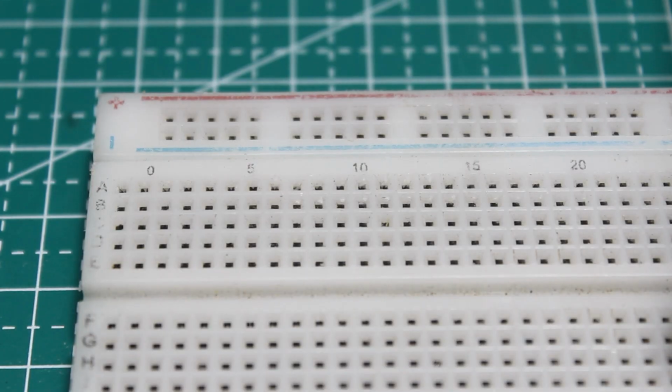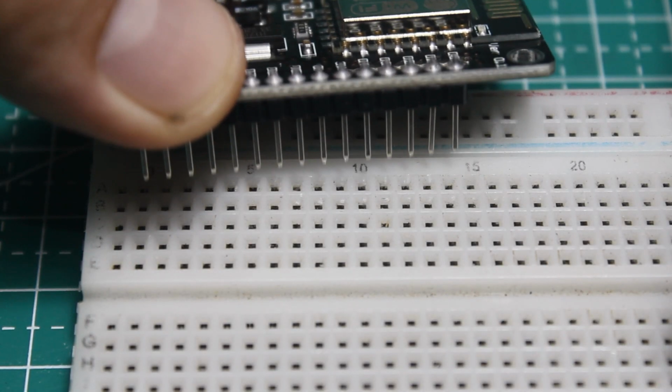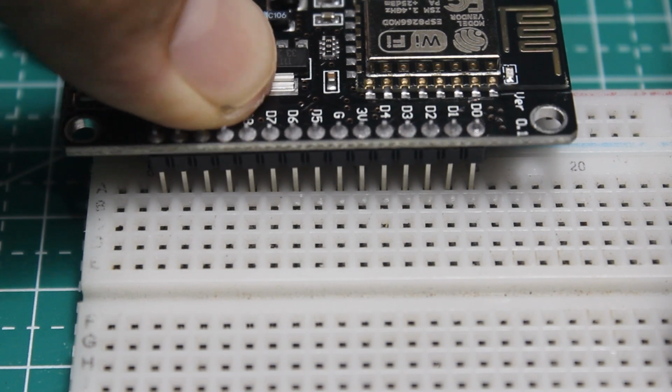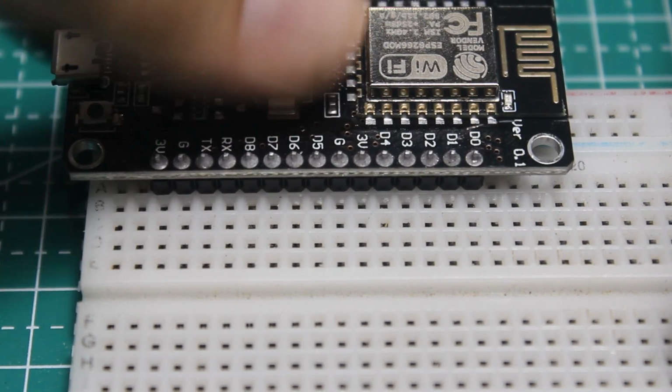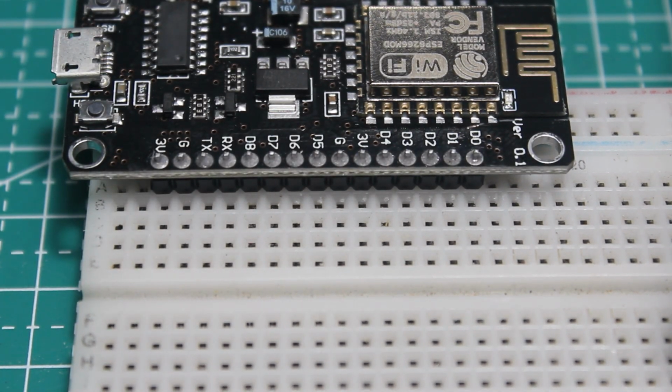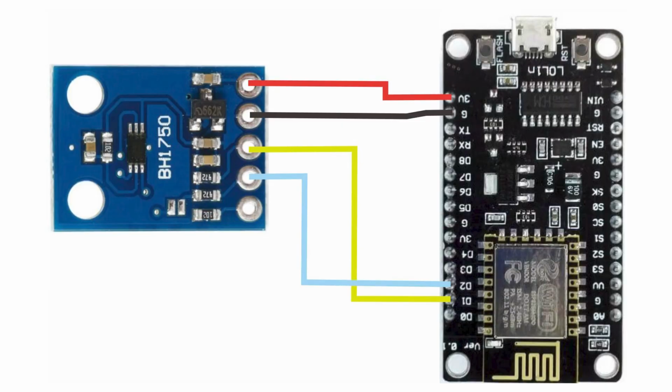Now, how to use it with an ESP board like NodeMCU? Since the ESP8266 has I2C pins on D1 and D2, just connect the SCL to D1 and SDA to D2. The sensor also works fine with a 3V power source, so just connect the VCC to 3V and ground to ground.